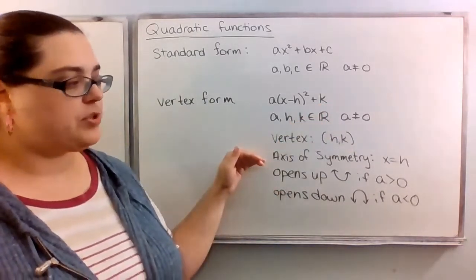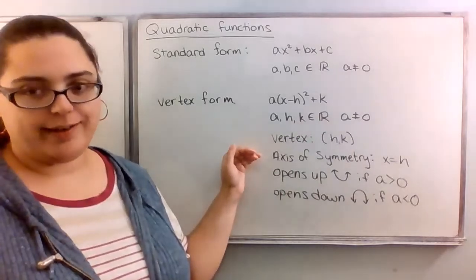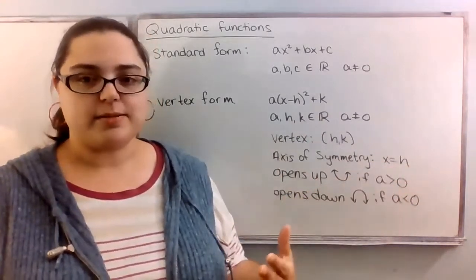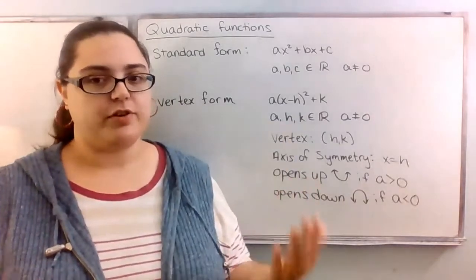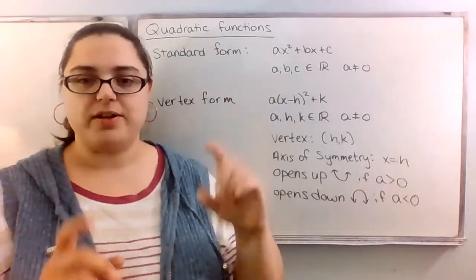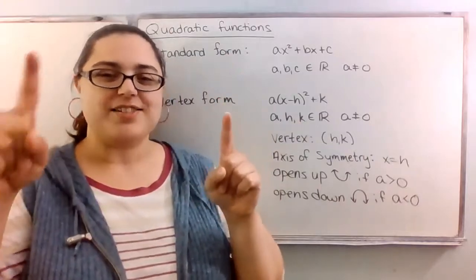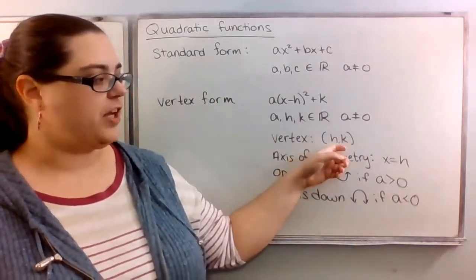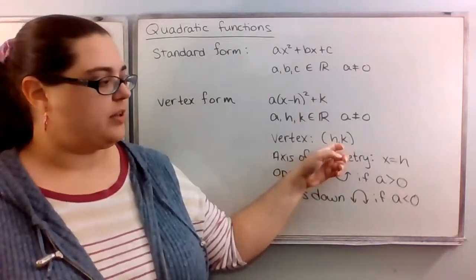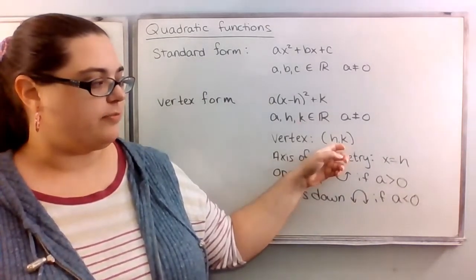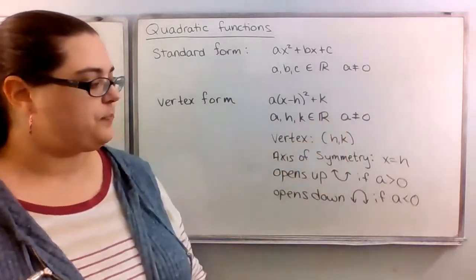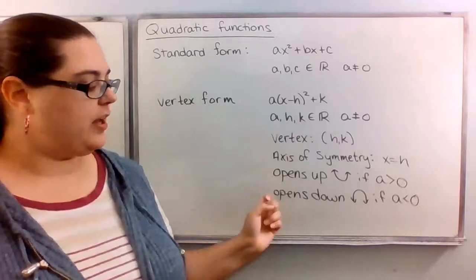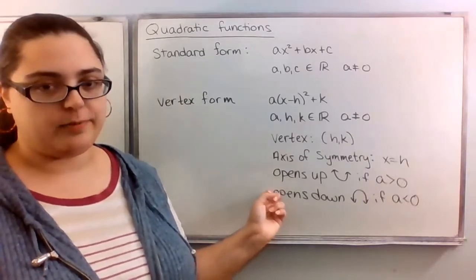The axis of symmetry, sometimes abbreviated AOS, is going to be x equals h. That makes sense because parabolas are symmetric, right? They're the U's. So they're symmetric around that vertical axis that's going to run through our vertex, so it'll have the same value as the x coordinate of our vertex. And then it's going to open upwards if a is positive and downwards if a is negative.